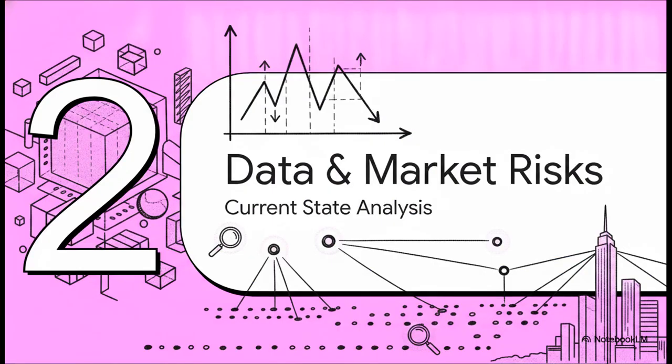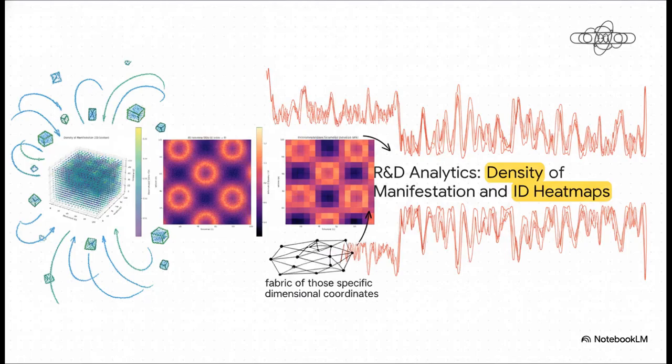Moving on to Section 2, let's look at the R&D data and market risks to establish our current state of affairs. Looking at our R&D analytics, these density of manifestation scatterplots and information density heat maps reveal a pretty clear challenge. We're tracking some critical variances in what we call observational delta, or OD, across dimension, version, and universe indices. If you look closely, notice how the heat signatures fluctuate significantly in certain grids? That right there represents active instability in the very fabric of those specific dimensional coordinates.